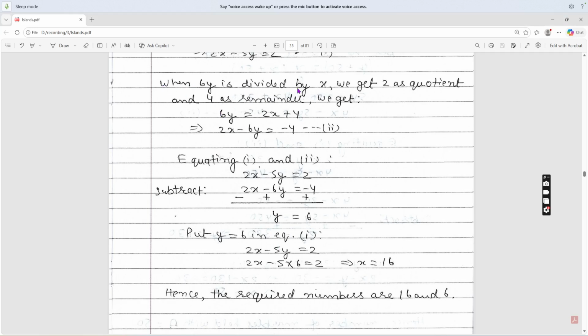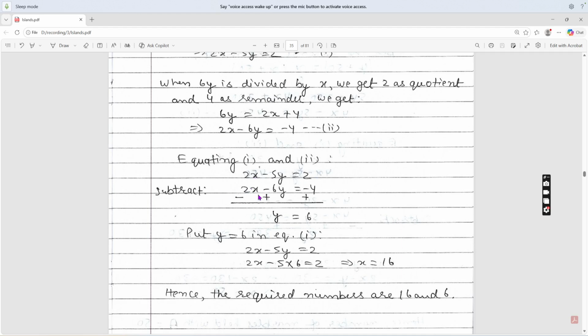When 6y is divided by x, we get 2 as quotient and 4 as remainder. So 6y is equal to 2x plus 4. It means 2x minus 6y is equal to minus 4. We are just shuffling these two equations. Now we are going to operate these two equations. The first equation is 2x minus 5y is equal to 2, and the second equation is 2x minus 6y is equal to minus 4. This time the coefficient of x in both of these cases is already equal, so we need not multiply any equation by any number.